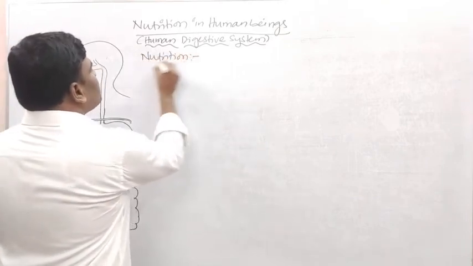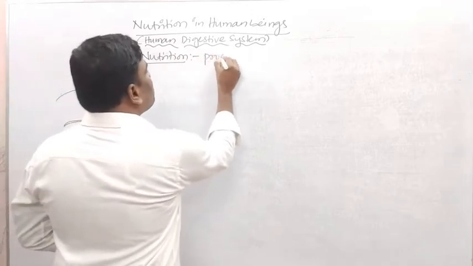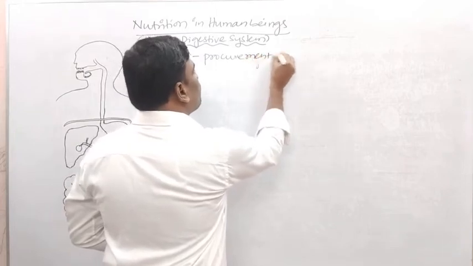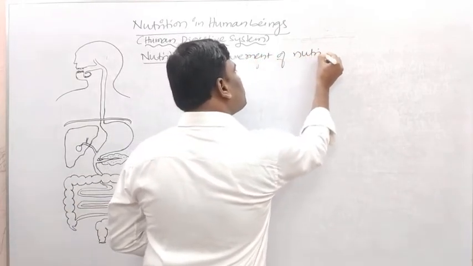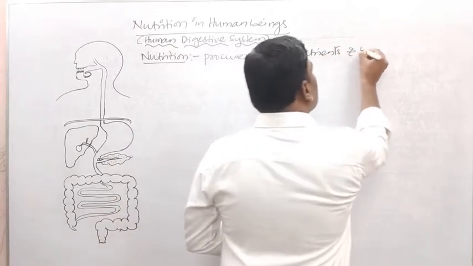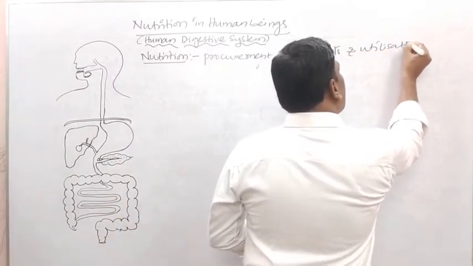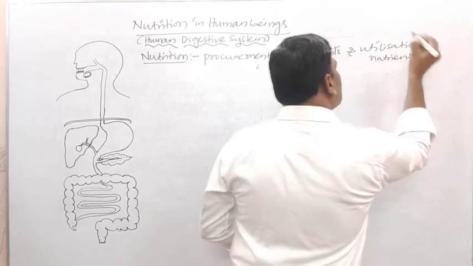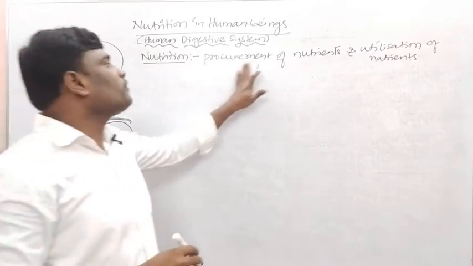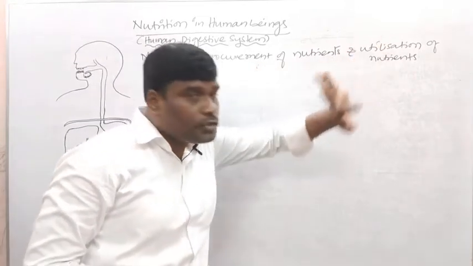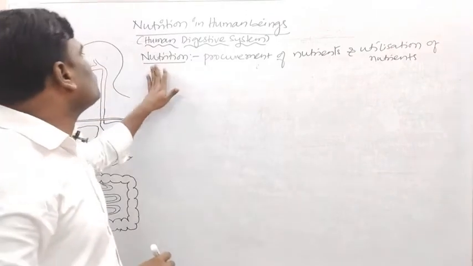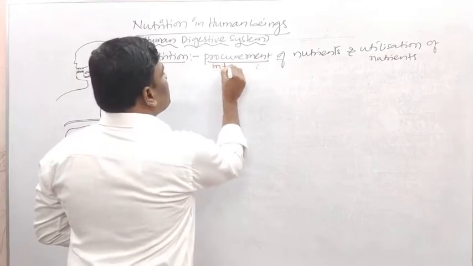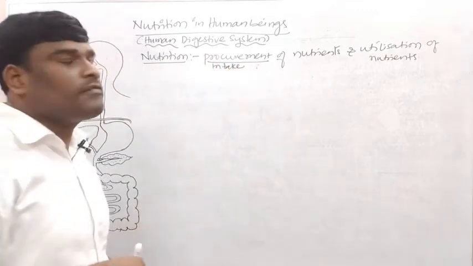So nutrition is nothing but procurement of nutrients and utilization of nutrients, isn't it children? So procurement of nutrients and utilization of nutrients is called as what, children? Nutrition. What is meant by procurement? Procurement means intake, taking of nutrients.